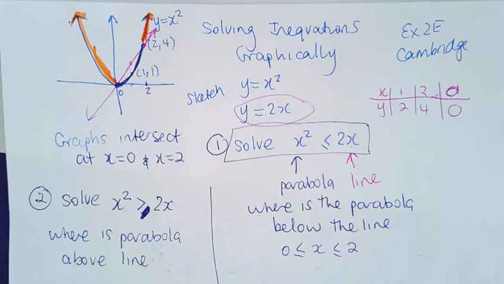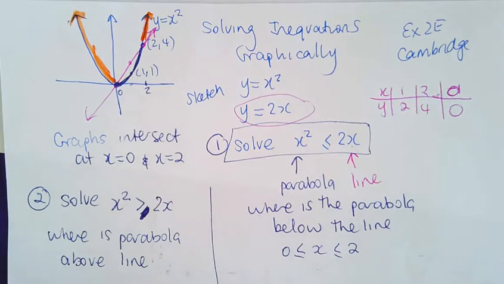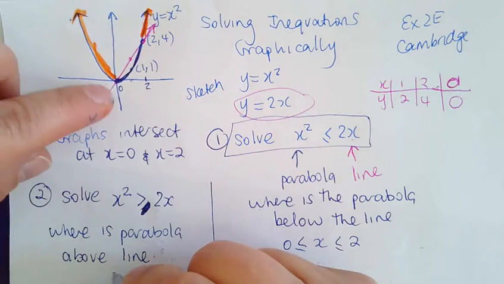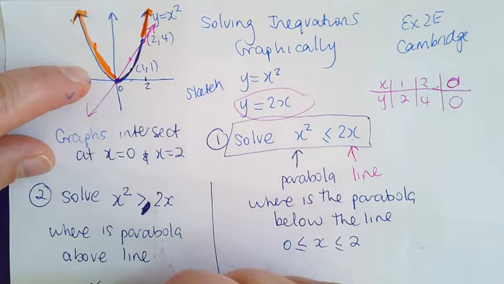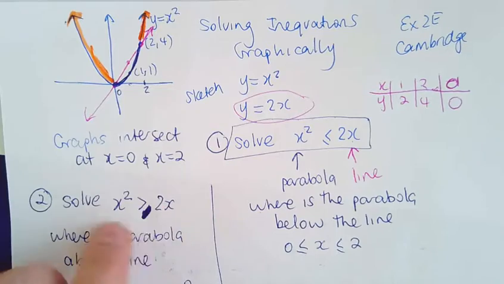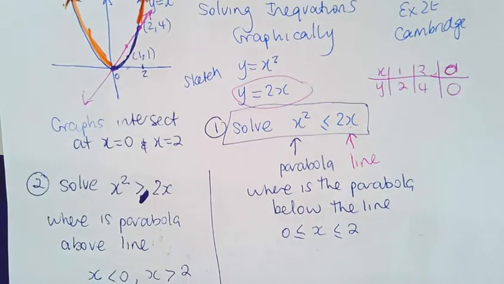So what's the solution for this one? X squared is greater than 2x. What is the solution? Because I know they intersect at 0 and 2. So x is less than 0 and x is greater than 2. The reason I don't put equal to is I made this one without an equal. And that's how we do these.